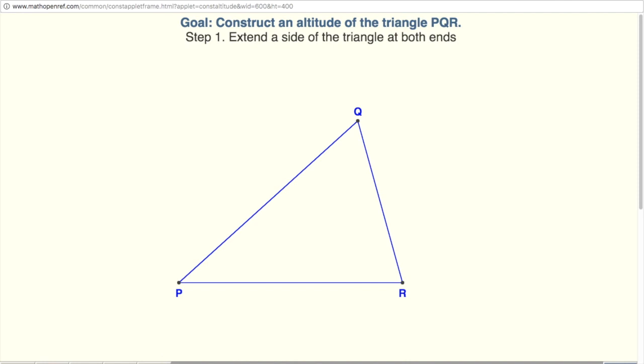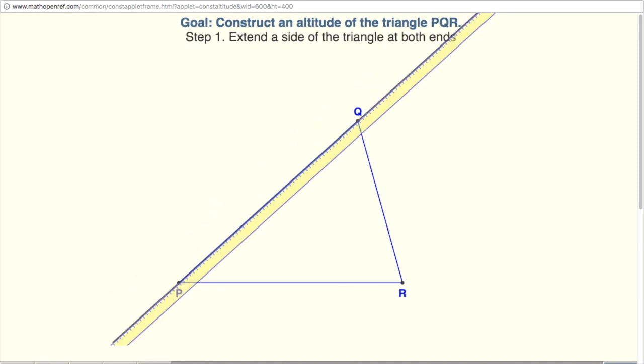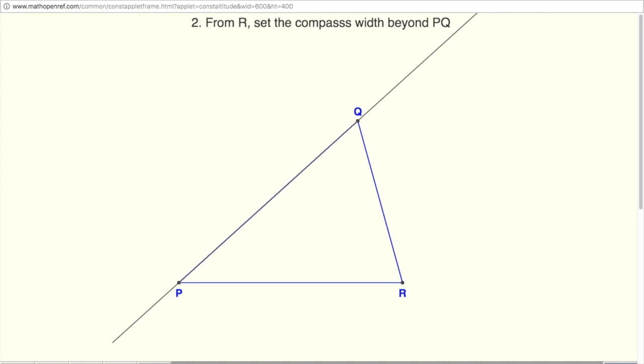So, first step, extend the side of the triangle at both ends. So we take PQ and we extend the side. We make it longer. Then, from R, the opposite angle, set the compass width beyond PQ. So the width goes past PQ. Now draw two arcs across that line.